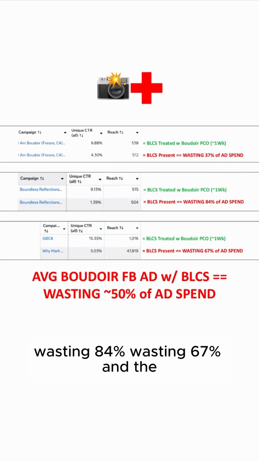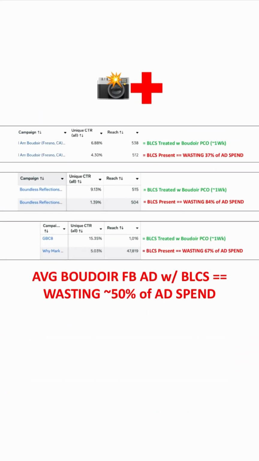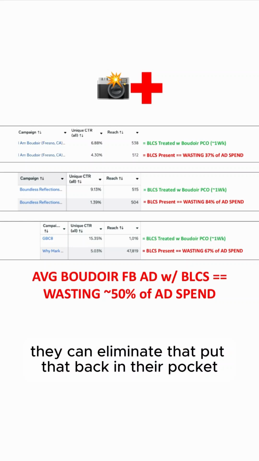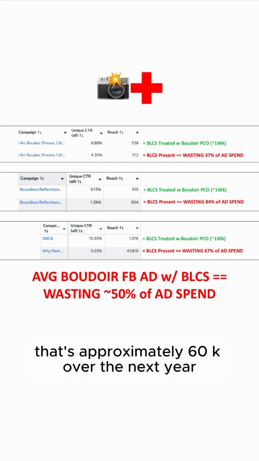And if they're spending more than 10 grand a month on Boudoir Facebook ads, then on average, 5K a month is being wasted. They can eliminate that, put that back in their pocket. That's approximately 60K over the next year.